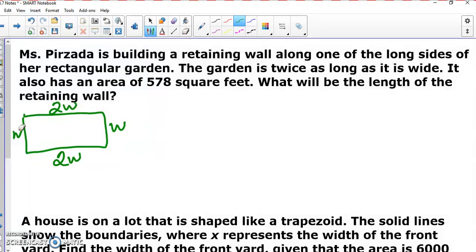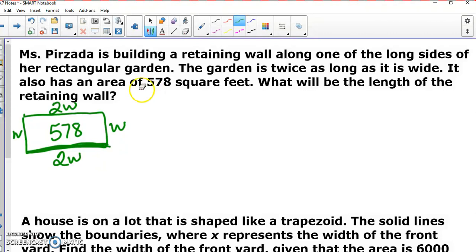So now it says the whole area is 578 square feet. What will the length be of the retaining wall? Okay, so she wants to just build this retaining wall along one of the long sides of her garden. So she just wants to build it right here. But in order to know that, we need to know what W is. So we need to know what the width is.